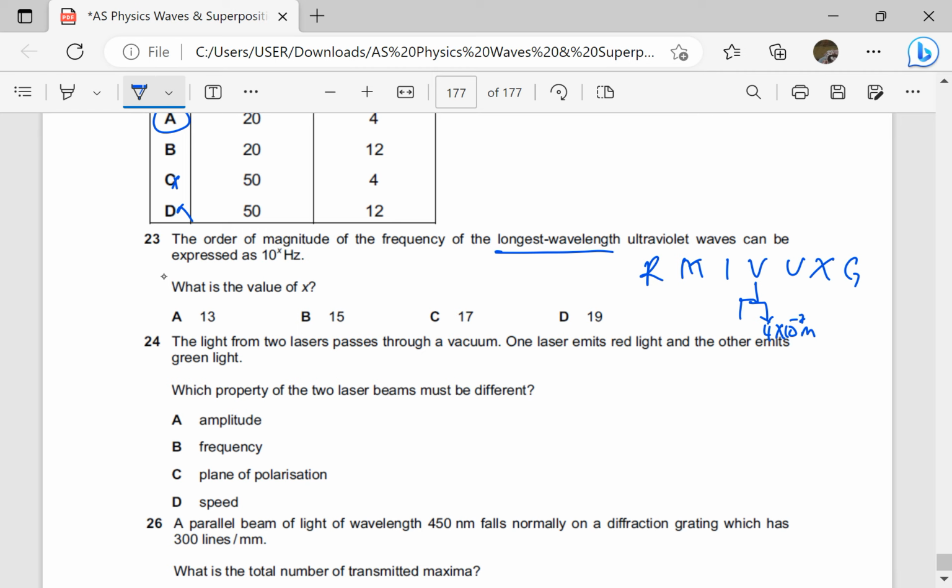That means ultraviolet is most likely about 10 power negative 8 meters, because the wavelength is going to be smaller on this side. So the wavelength is about 10 power negative 8 meters, and now we can find the frequency. Frequency is speed, which is 3 times 10 power 8, divided by the wavelength, which is 10 power negative 8.